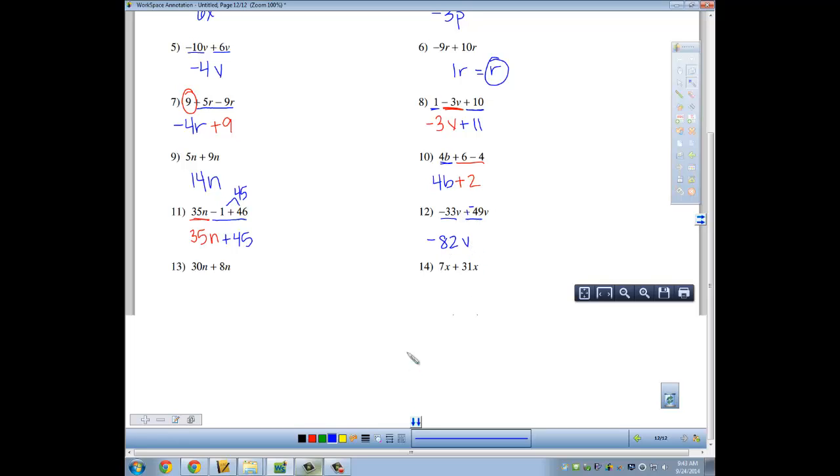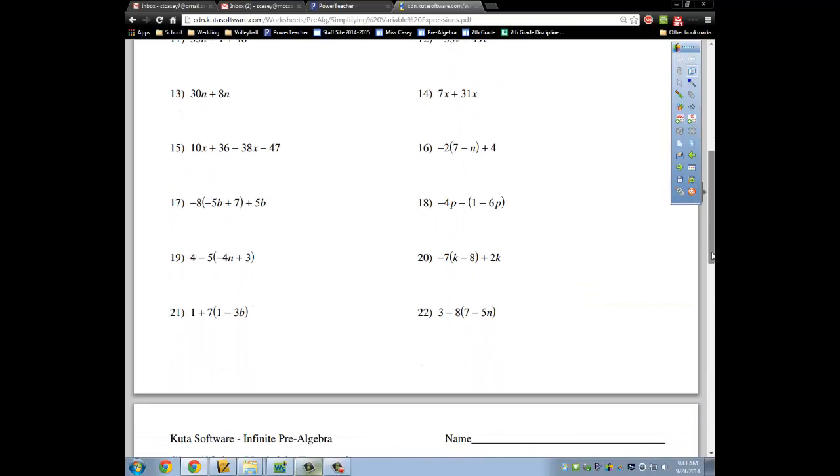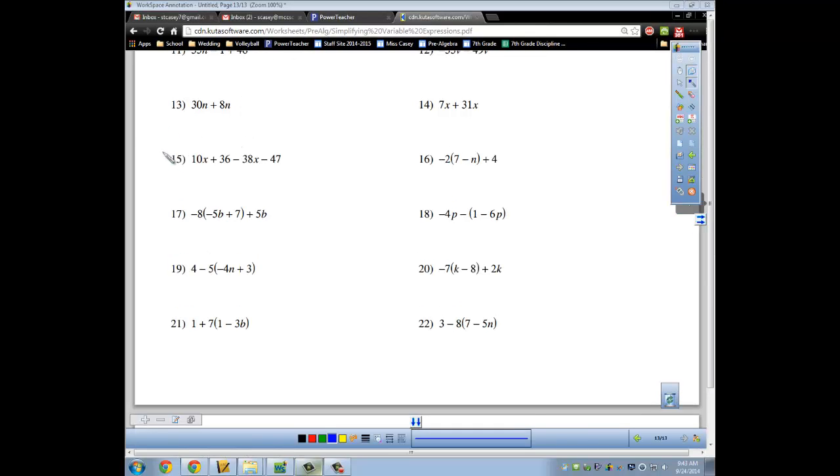The next two aren't bad. Let's look for some distributive property. There we go. So let's look at these bottom ones. They're going to be a little harder. 15, look for your common variable. So 10x minus 38x. Well, 10 minus 38 is negative 28. So that gives me negative 28x. And then I have 36 minus 47. 36 minus 47 is going to give us negative 11.